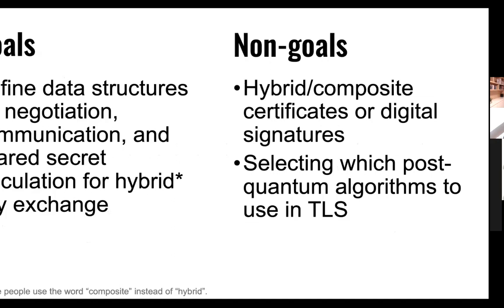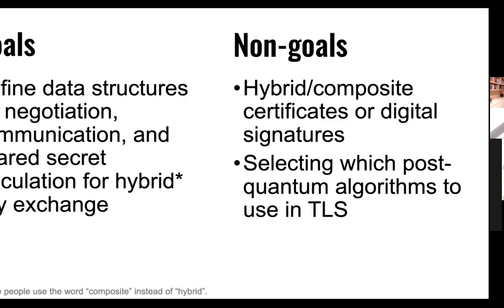So as part of this document, for standardizing in TLS, we have to define the data structures for negotiation of hybrid options, communication formats for the data to be transmitted, as well as the shared secret calculation to safely combine the shared secrets. In this particular document, we're not considering hybrid or composite authentication or digital signatures, although I'll briefly mention that in a few minutes. And we're also not focusing on selecting which post-quantum algorithms to use in TLS. So the goal is to look at data structures and combination options, but not specific algorithms.